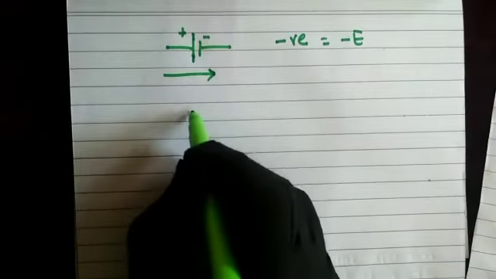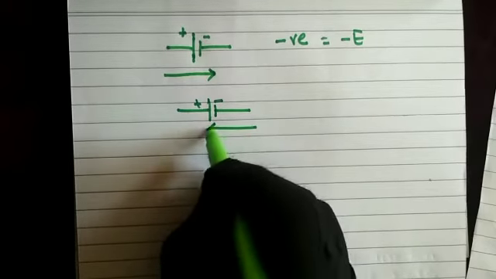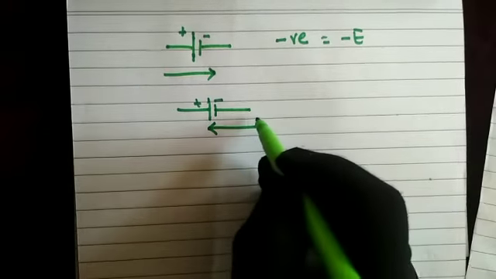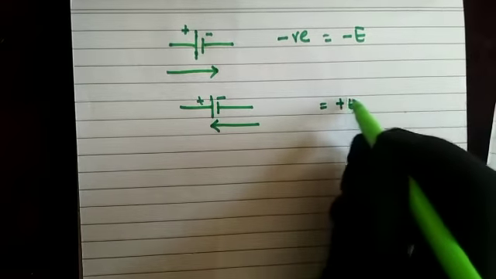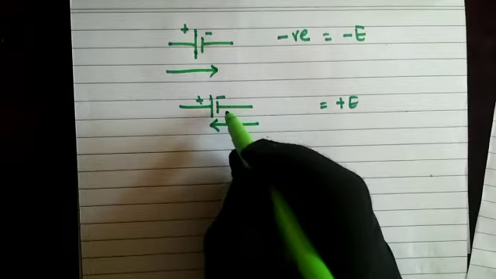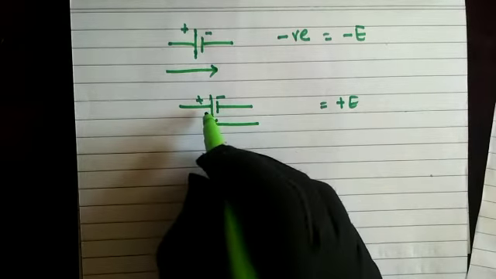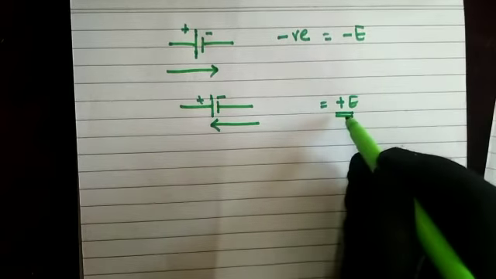Similarly, if our tracing direction is like this, the sign of EMF will be positive. That means if we are tracing the circuit from the negative terminal of the battery to the positive terminal of the battery, the EMF will be considered positive.